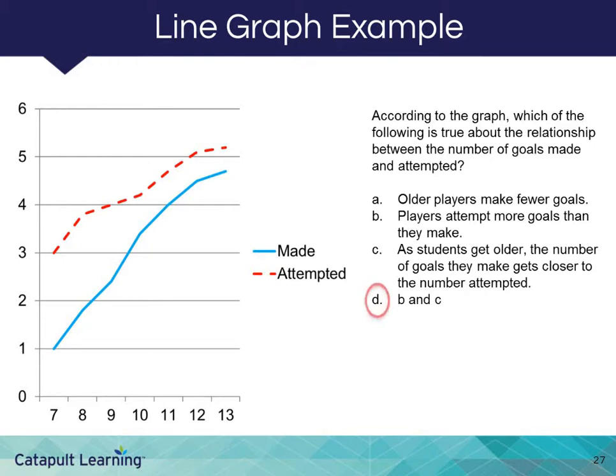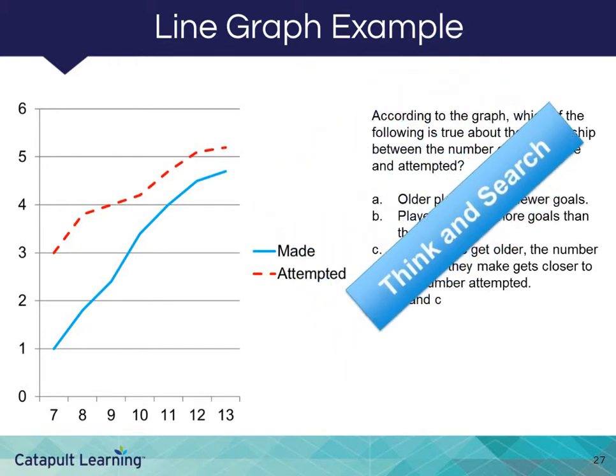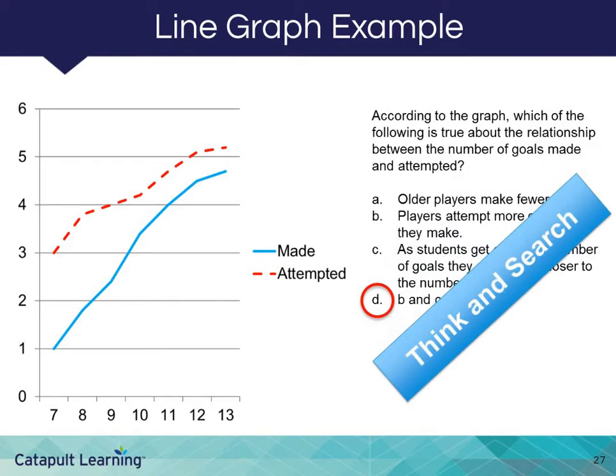Did you pick answer D? You're correct. You should have labeled this as a think and search question. Here's why. Students have all the information required to answer this question in the graphic. However, they must pay careful attention to multiple pieces of data.